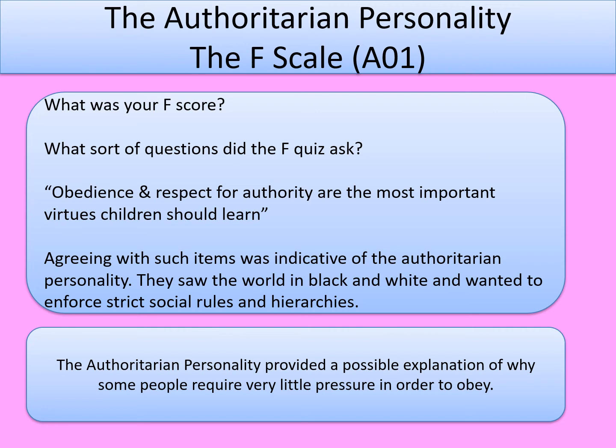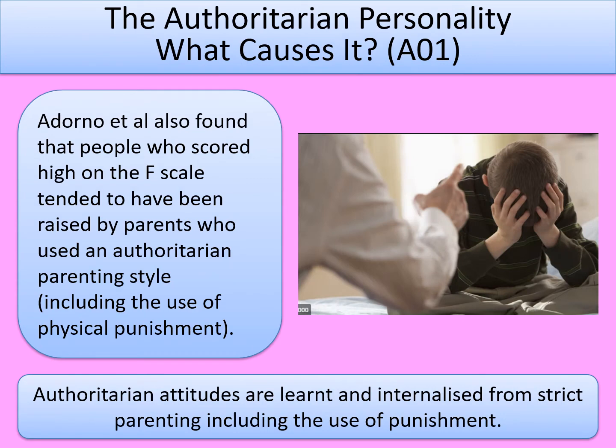People who are right-wing authoritarian require very little pressure to obey. If there's a legitimate authority figure, then their personality will tell them to obey that person no matter what they're being asked to do. So where does it come from? What causes it? And Adorno claimed that people who were high on the F scale, so right-wing authoritarian, were brought up by strict parents who used a very strict parenting style, including the use of punishment.